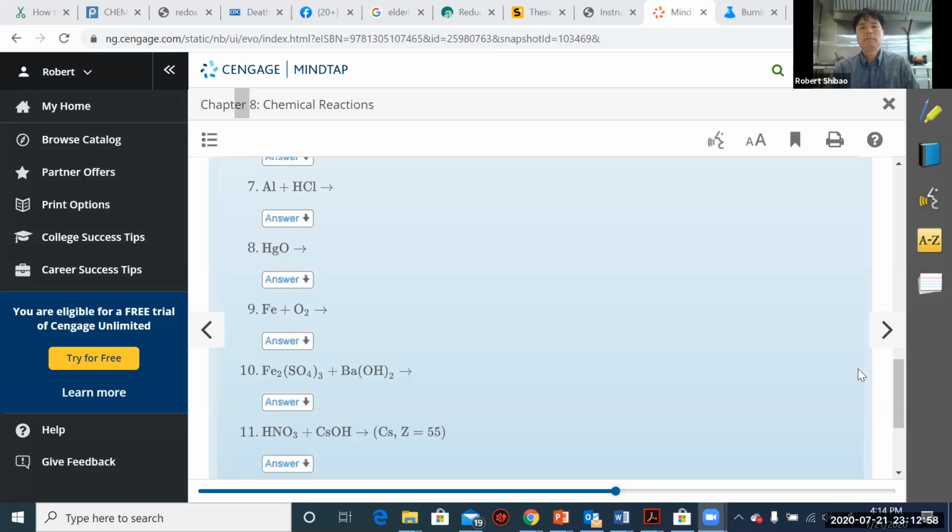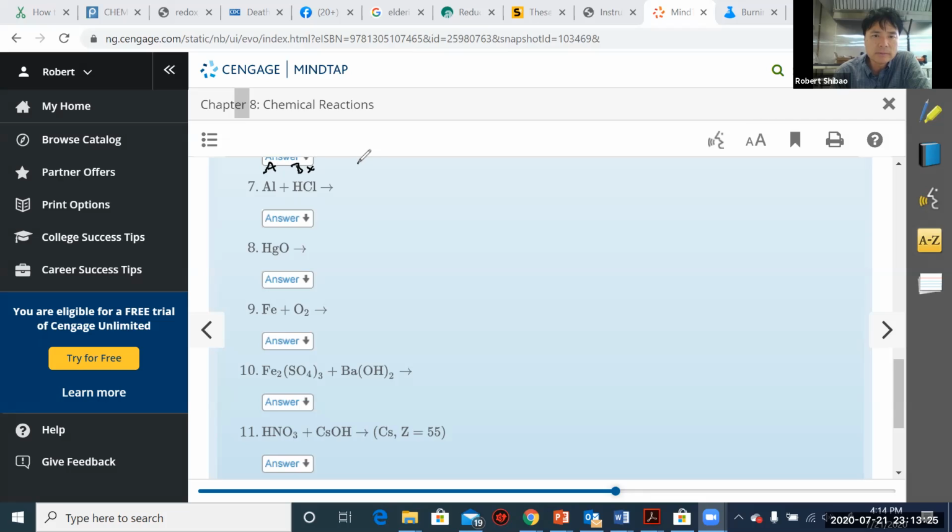Okay, the next one is aluminum and HCl. We could do this chart, or we could do this single replacement. Single replacement is fine if it's a mineral acid. This is a mineral acid. If it's an oxidizing acid like nitric acid or perchloric acid, we probably shouldn't. And if we use the A plus BX, the main advantage is it's fast.